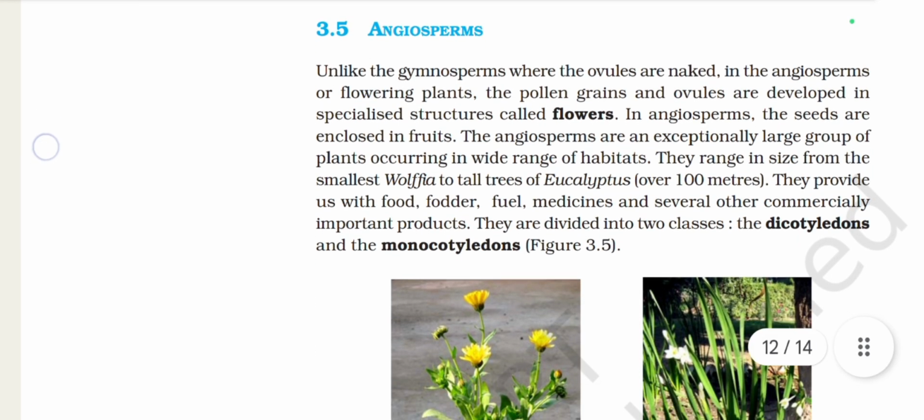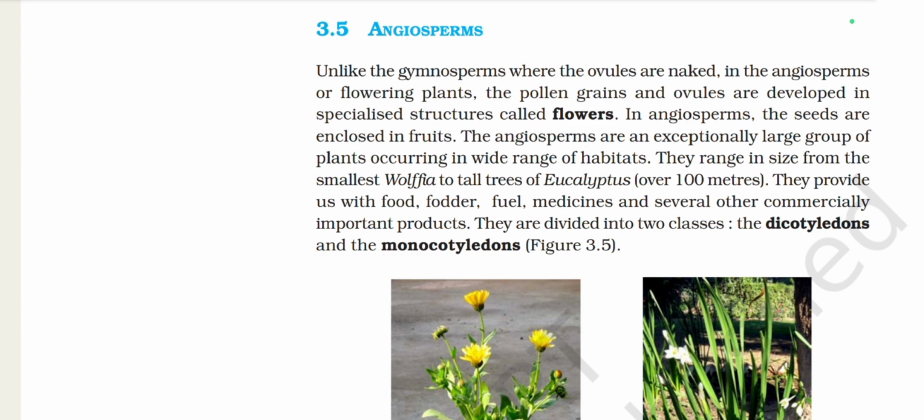Now topic number 3.5, angiosperms. Unlike the gymnosperms where the ovules are naked, in the angiosperms or flowering plants, the pollen grains and ovules are developed in specialized structures called flowers. In angiosperms, the seeds are enclosed in fruits.